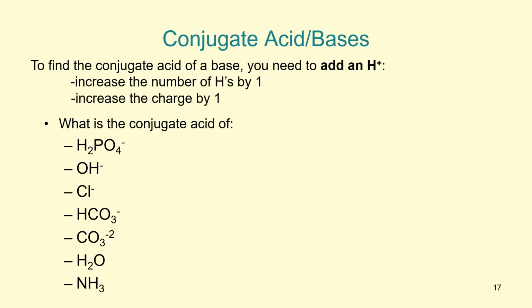All right, so how do you find the conjugate acid or base? So like I said, they're conjugates of each other, and they only differ by an H+. So if you have a base and you want to find the conjugate acid, what do you need to do? You need to add an H+. So you have to increase the number of H's by 1, and you have to increase the charge by 1. So again, you might want to pause this and see if you can come up with the conjugate acids of these, and then you can restart it and check yourself.